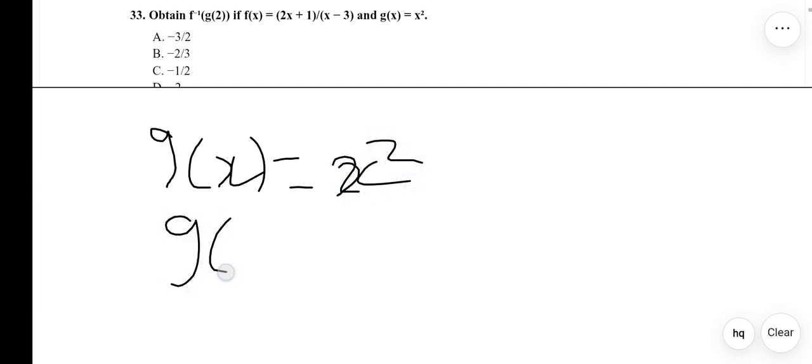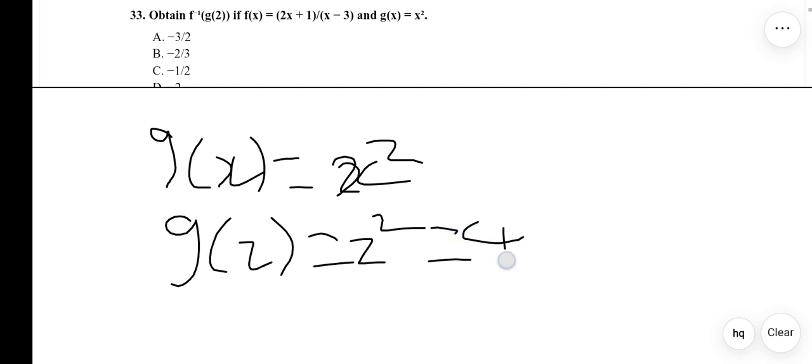So g of 2 will be 2 squared, which is equal to 4. So I've gotten my g of 2. I was now asked to find f inverse of g of 2. But remember, when I was teaching us inverse of a function, I explained what inverse of a function is.